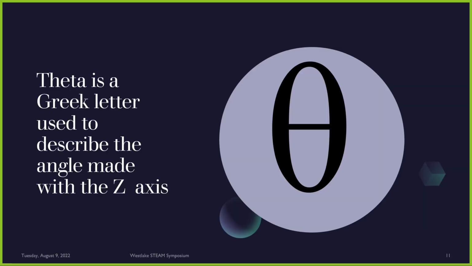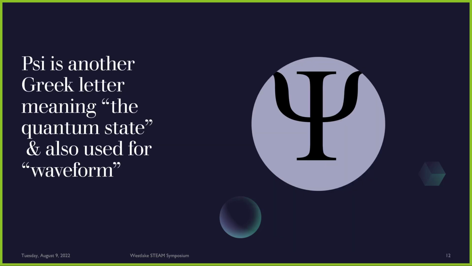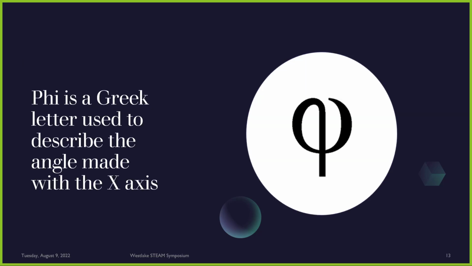Let's review. Theta is a Greek letter used to describe the angle made with the z-axis. That's the north-south moving vector. Psi is a Greek letter that is used to show the point at which the vector intersects the surface of the Bloch sphere. Psi ket is also used to mean the quantum state or waveform. Phi is a Greek letter used to describe the angle made with the x-axis.